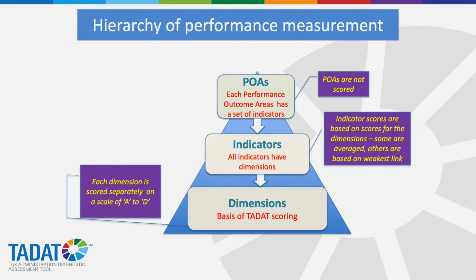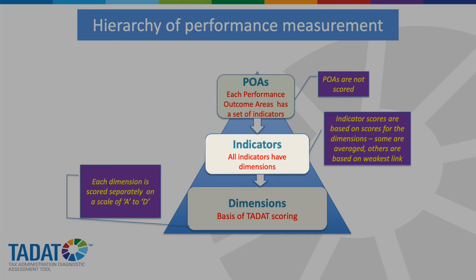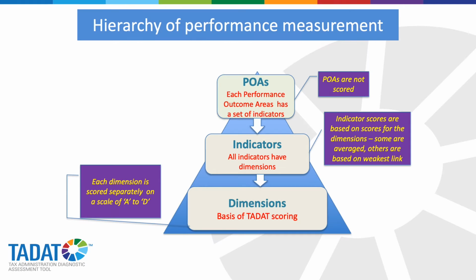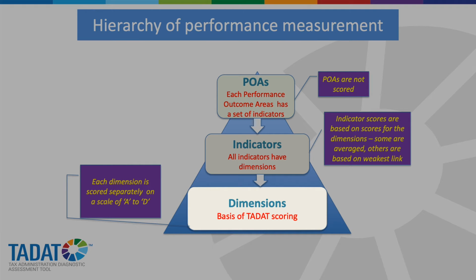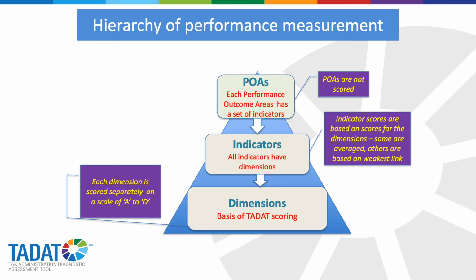And below the POAs were key performance indicators. At that time, 1 to 4 indicators for each POA. At the 3rd or lowest level was a set of measurable dimensions that made up each indicator. In other words, the 9 POAs were built up from indicators, which in turn were constructed from detailed dimensions.